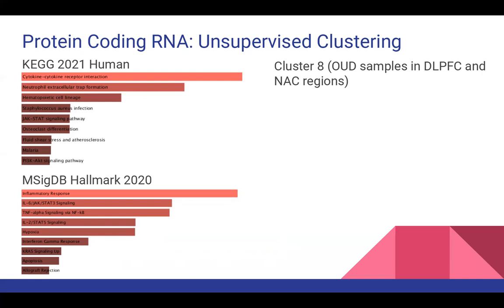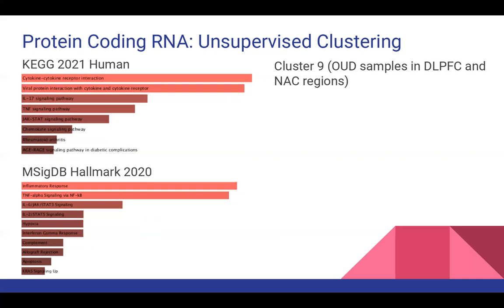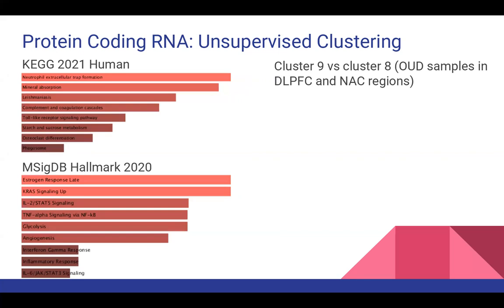These two clusters appeared to be involved in largely similar inflammatory pathways, including cytokine receptor interaction, IL-6, JAK, STAT3, IL-2, STAT5, and TNF-alpha, NF-kappa B signaling. To check for any differences, differential gene expression was also examined between these two clusters, which resulted in 68 significantly altered genes in cluster 9 compared to cluster 8.